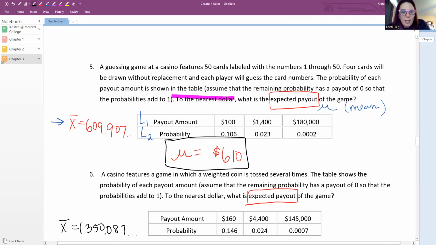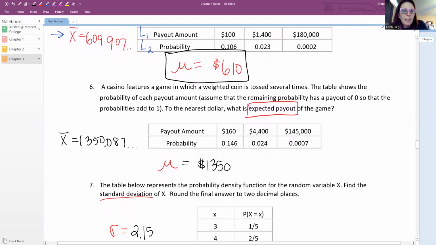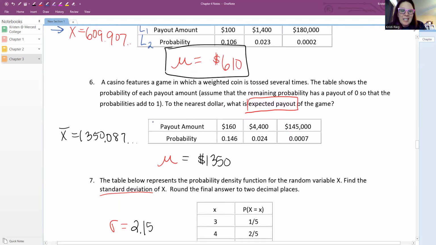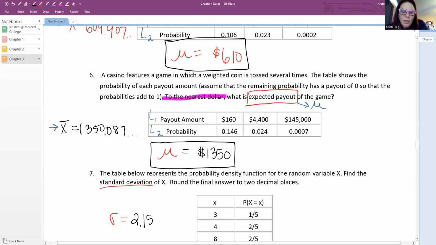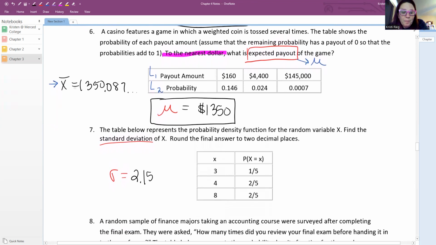All right, 6, same thing as 5. We are going to find that expected value again, or it says the expected payout, but as soon as you see expected, it's talking about the same thing. So again, we're looking for mu. We put payout in L1, probability in L2, and our calculator will give us this x bar value, but it does say to round to the nearest dollar. Pay attention on the homework problems because the computer will grade to the nearest dollar, or sometimes it'll say to the nearest cent. So make sure you're paying attention to that. This one again said dollar, so mu is $1,350.